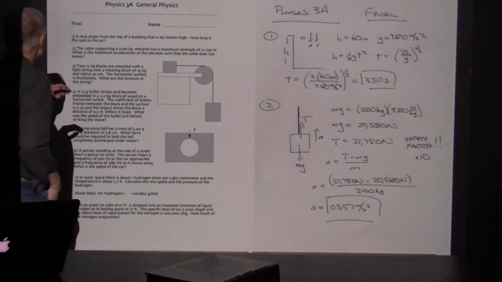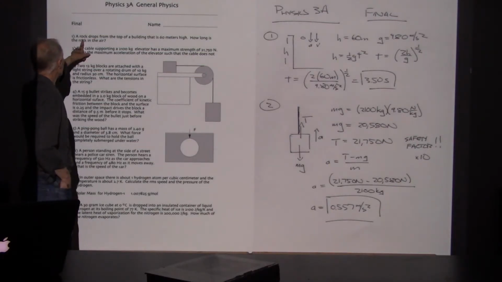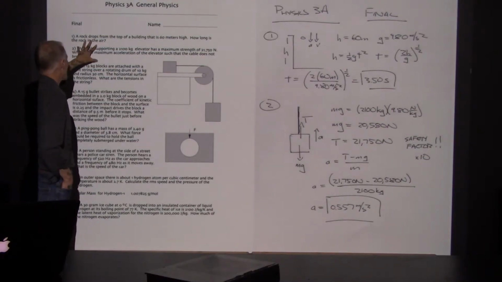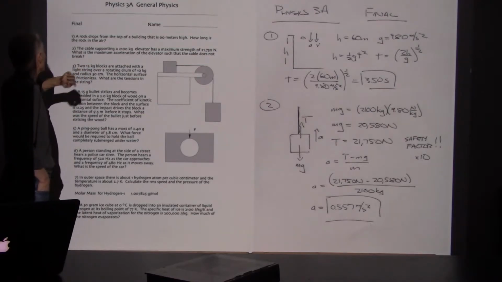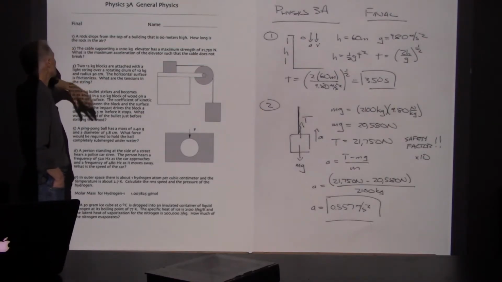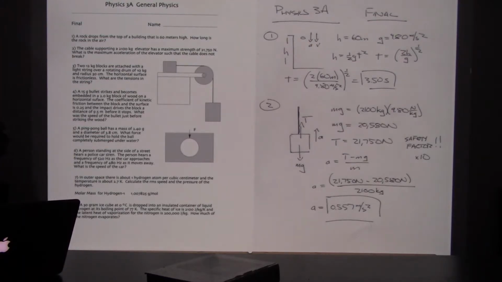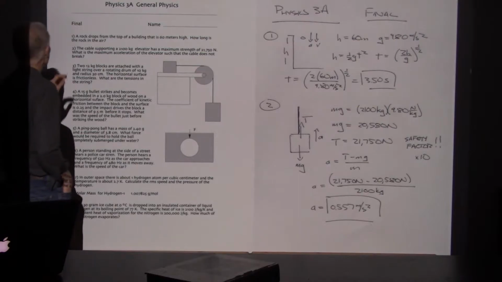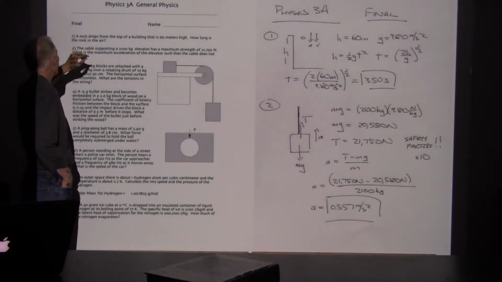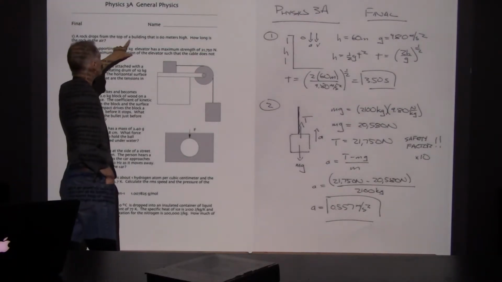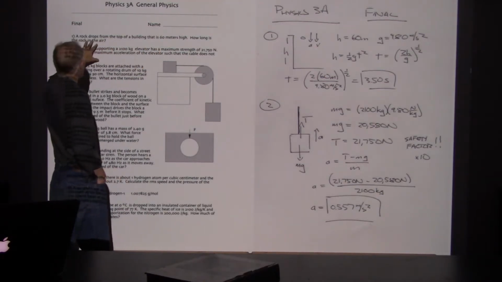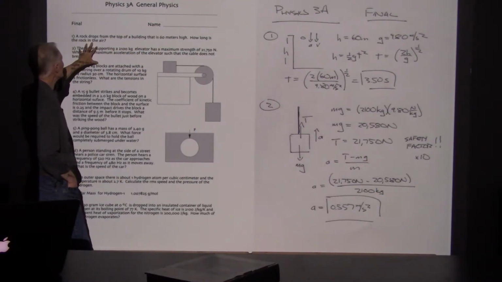The first problem says a rock drops. So I guess it's passive. The rock just dropped. It's intransitive, maybe. The rock drops. It's not clear how that happened. From the top of the building, 60 meters high. How long will the rock be in the air?